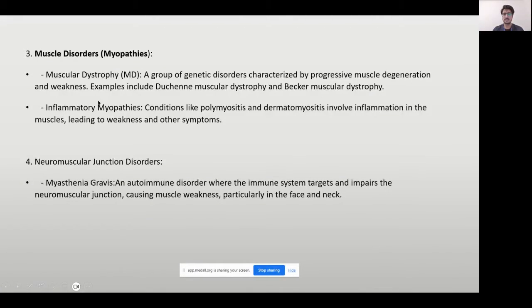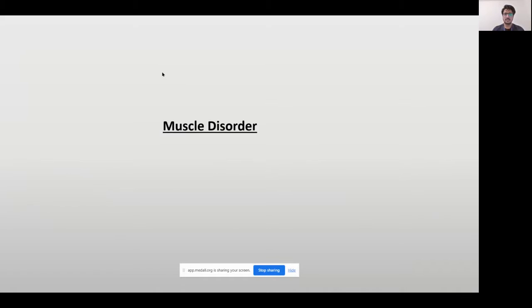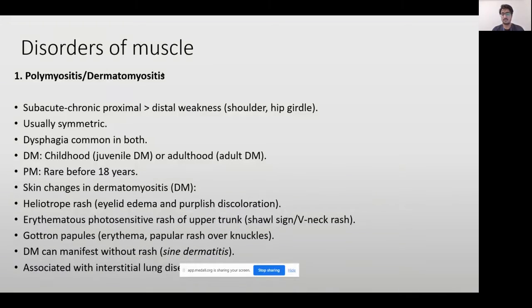So I'll be discussing different types of muscle disorders that we usually see in our clinical practice, in our emergency departments, in clinics mostly. So, number one, which is very common and we all should know about, and usually comes in the exam as well, is polymyositis/dermatomyositis. Now, what is this basically? It's basically an inflammation, and it's usually symmetric. That's very important.